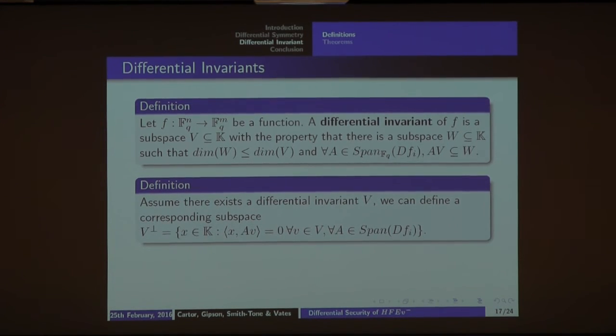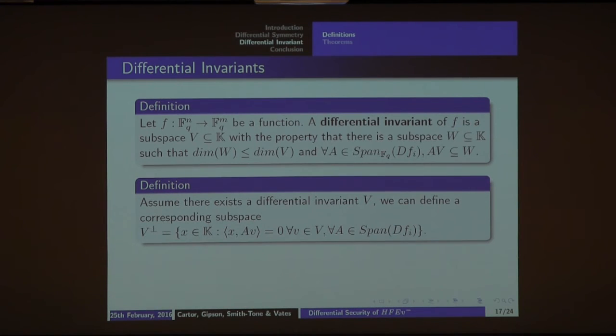So now that we analyzed the differential symmetry, let's move on to the differential invariant. Given a basic definition of the differential invariant, we have our F being our core map. A differential invariant of F is a subspace V within your extension field with the property that there is a subspace W within the extension field such that the dimension of W is less than or equal to the dimension of V. And then for all A within the span of FQ DFI, AV is contained within W. And just a small clarification: DFI represents the differential being calculated at every public equation F sub I.